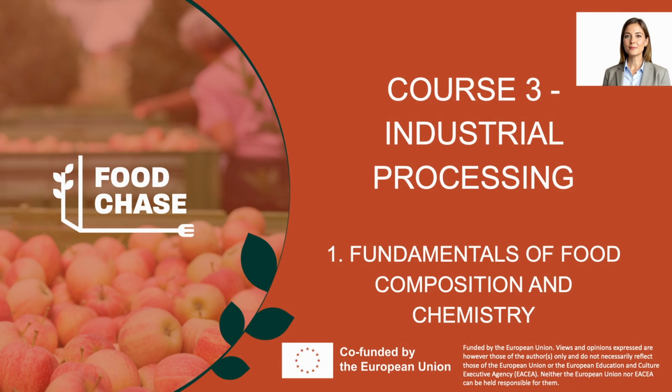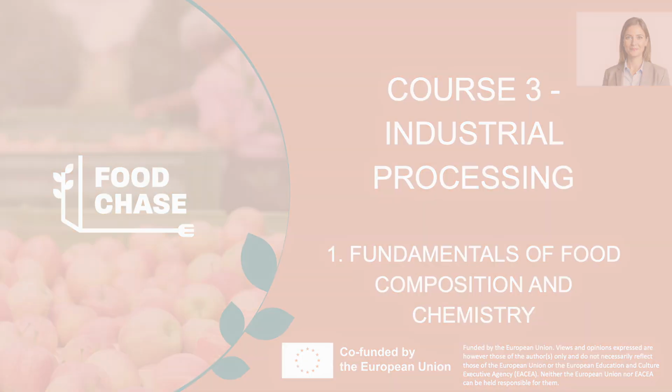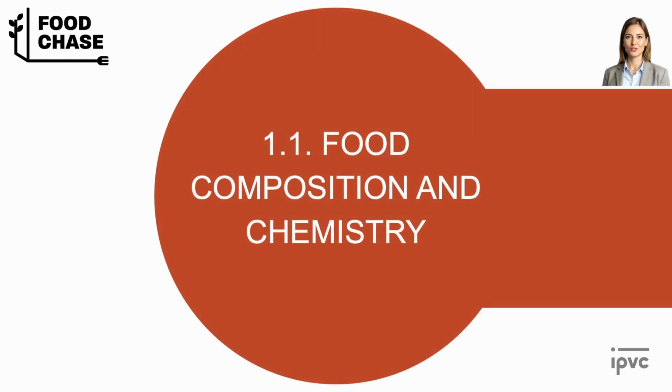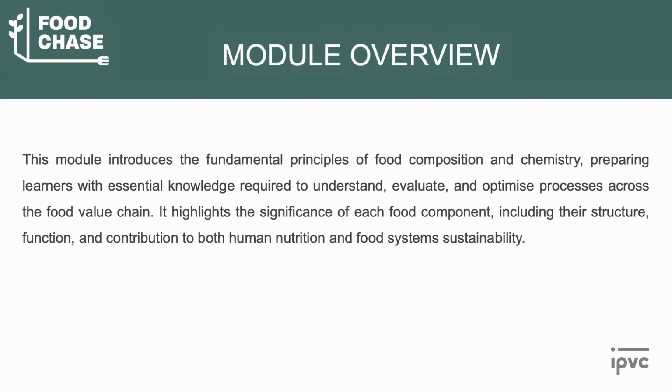Welcome to Course 3 on Industrial Processing, Module 1, Fundamentals of Food Composition and Chemistry. Today, I'm going to talk about food additives and functional ingredients, two critical elements in modern food processing and preservation. We will explore what these substances are, why they matter, how they work during food processing, and the emerging innovations transforming the industry. By the end of this session, you'll have a clear understanding of how these ingredients keep our food safe, fresh, and nutritious while meeting consumer expectations and regulatory requirements.